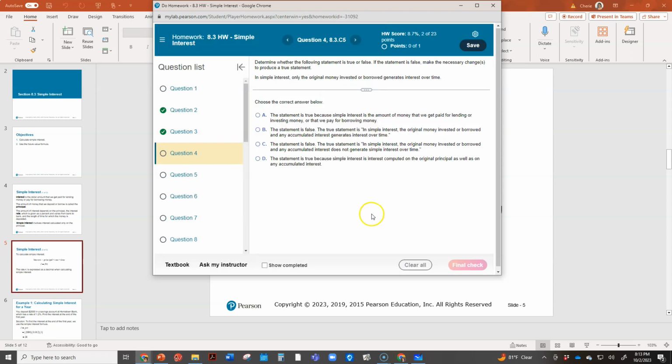Okay, and determine whether the following statement is true or false. If the statement is false, make the necessary changes. In simple interest, only the original money invested or borrowed generates interest over time. That is true. The interest is computed on the original principal as well. No, that's the definition of compound interest, so it has to be A.